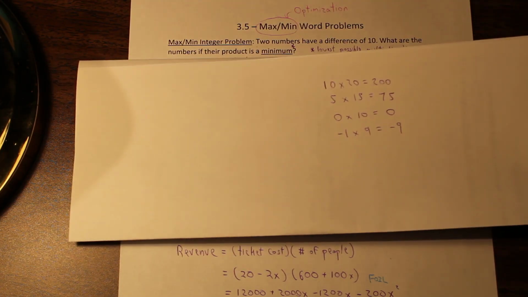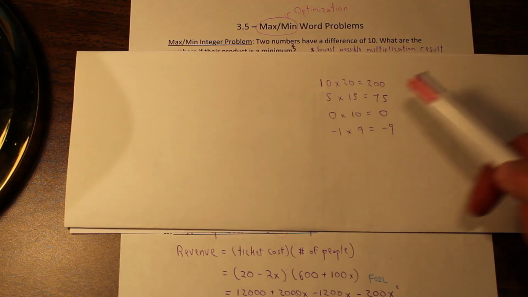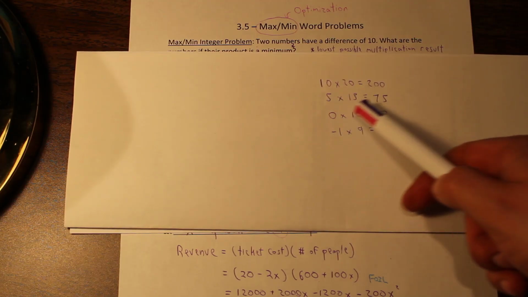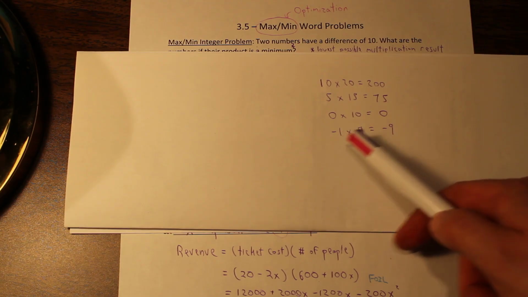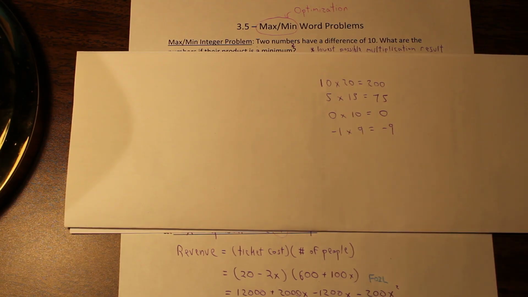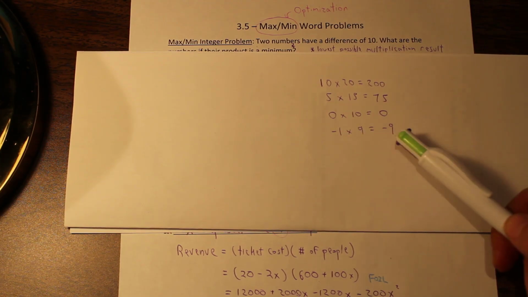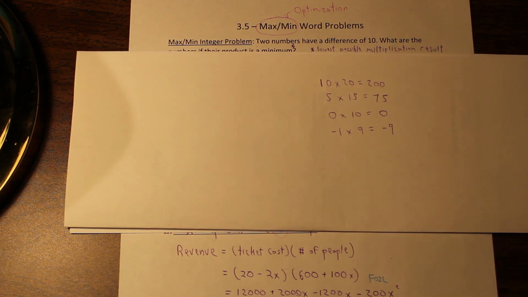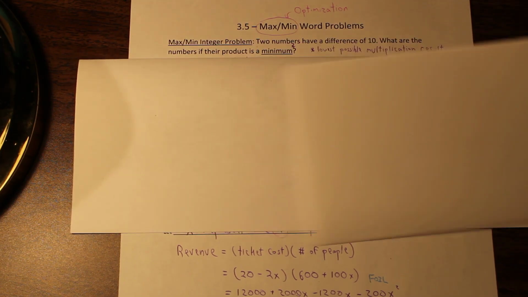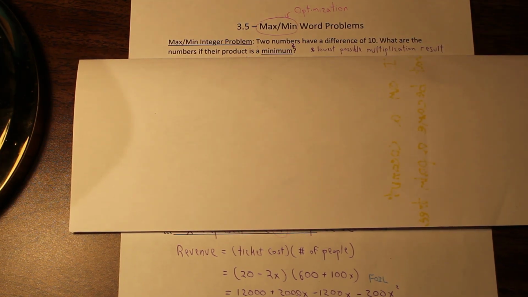So here are a couple examples of numbers that have a difference of 10. 10 times 20, 5 times 15, 0 times 10, negative 1 times 9. You can see that their product is different, and this is clearly the smallest product of these. But is it the smallest product possible? Well, we're going to figure that out. We could do guess and check, but of course we're not.